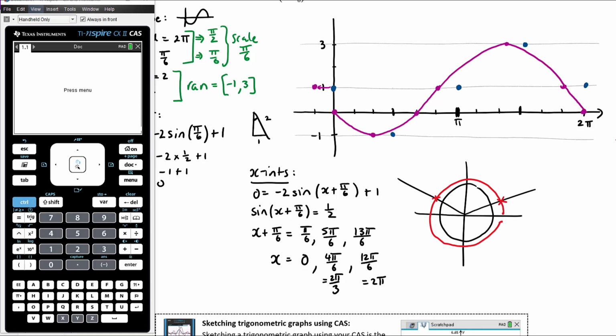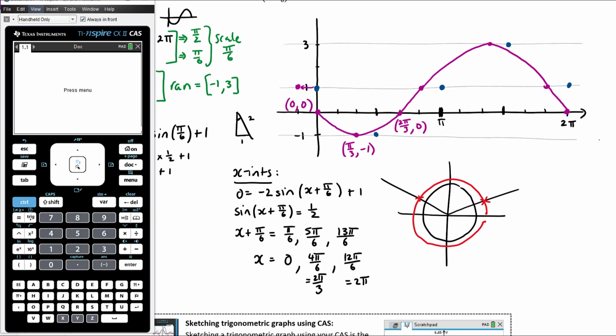Okay, let's mark everything we need. So 0, 0, x and y intercept. 2 pi on 6, which is pi on 3, negative 1 is that minimum. 4 pi on 6, which is 2 pi on 3, 0 is that x-intercept. Remembering this point's not a key feature, it's not an x-intercept or an endpoint, so that's fine. Maximum here, again we can keep counting, and we've got 4, 5, 6, 7, 8 pi on 6, which is 4 pi on 3. And then my final x-intercept we know is at 2 pi, 0. And so we've got all of our key points.